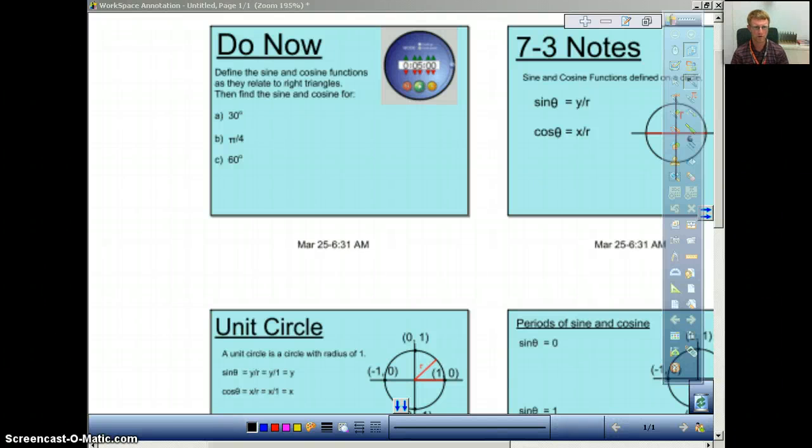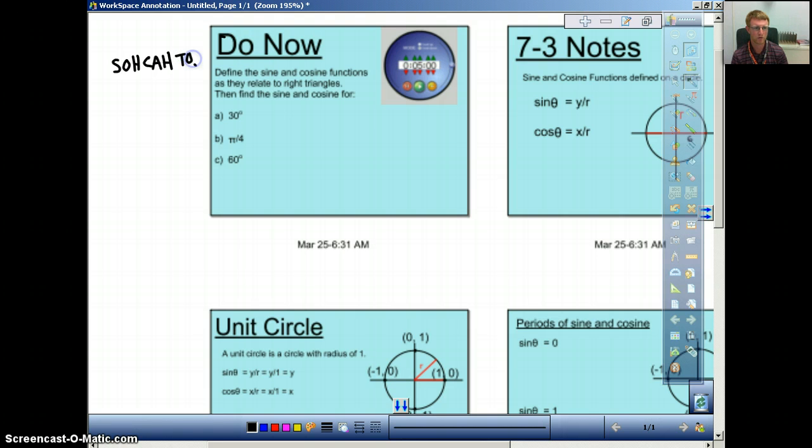All right, so this is 7.3 in Trig here, and we are reintroducing, I suppose, sine and cosine functions. If we look at this do now here, it says define the sine and cosine functions as they relate to right triangles. Well, if you recall, when you first learned about sine and cosine functions, we learned this concept called SOHCAHTOA.